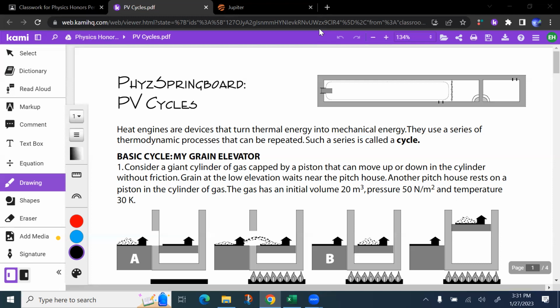Part 1. Consider a giant cylinder of gas capped by a piston that can move up or down in a cylinder without friction. Grain at the low elevation waits near the pitch house. Another pitch house rests on the piston in the cylinder of gas. So you can see that here and here. The gas has an initial volume of 20 cubic meters, an initial pressure of 50 newtons per square meter. And by the way, Newton per square meter is the same thing as a Pascal. I'm going to keep it in this unit here, but know they are interchangeable units. And an initial temperature of 30 Kelvin.